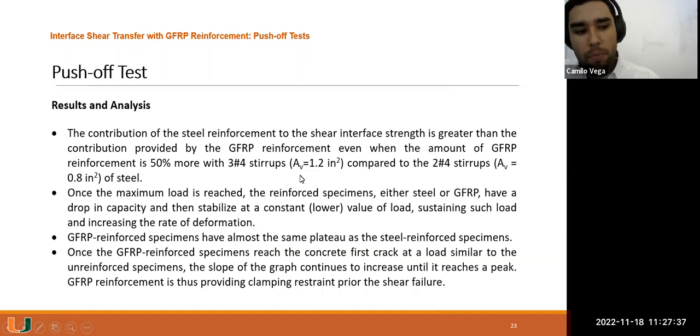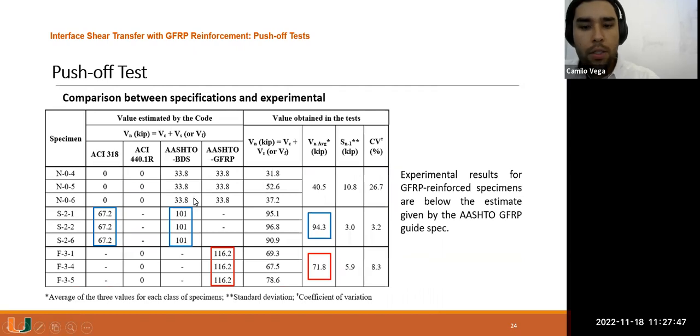Okay, I'm going to pass this slide because it shows what I already mentioned in the previous slide in the analysis of the data. Now I want to show you a comparison between the specification and experimental results.